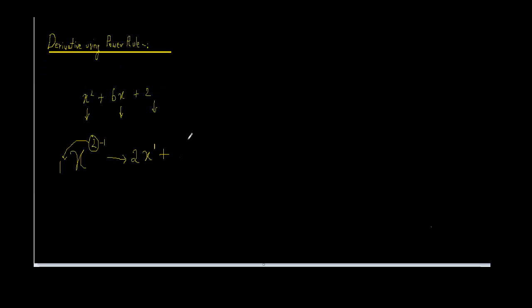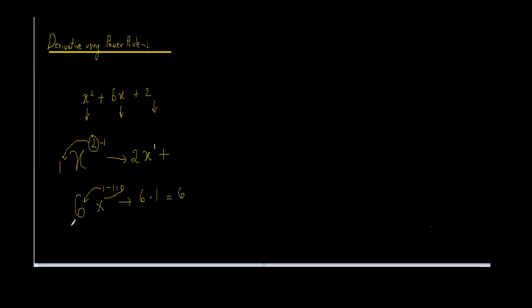Now if you do the same thing to 6, which is 6x, if there's nothing, we assume that it's 1, multiplied by the coefficient in front gives us 6. Now subtract 1 by 1 gives us 0. X to the power of 0 gives us 1. So 6 times 1 is 6.